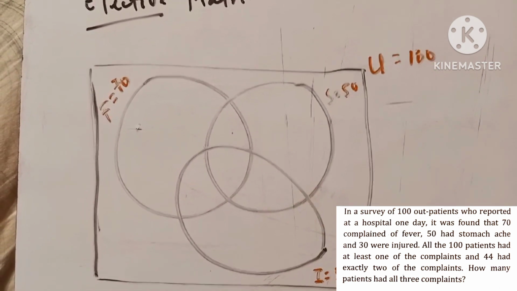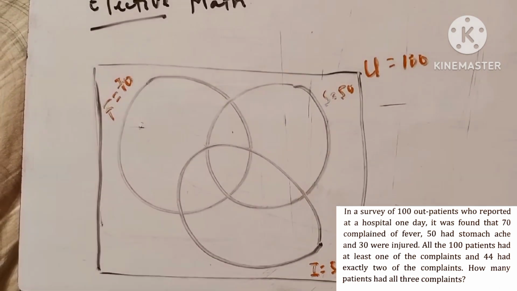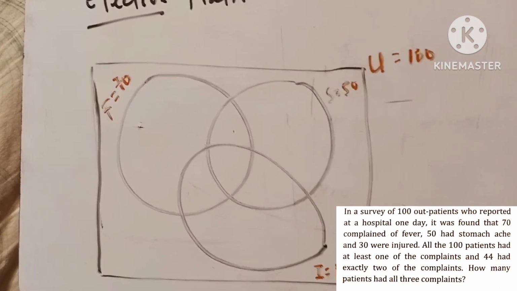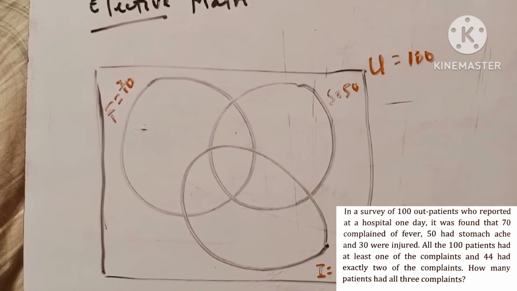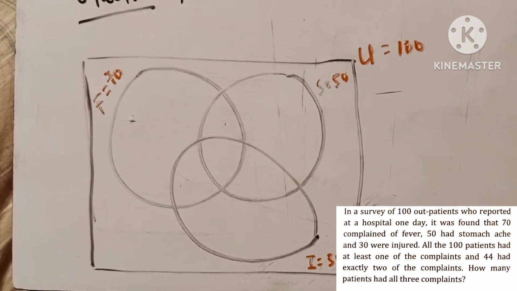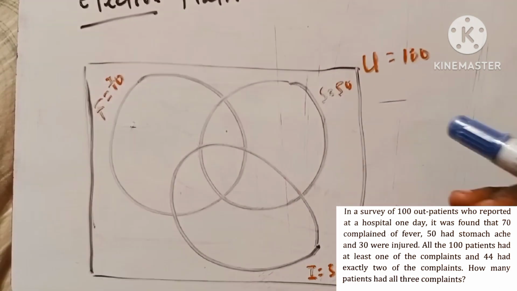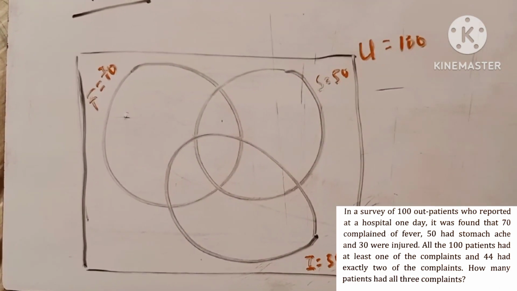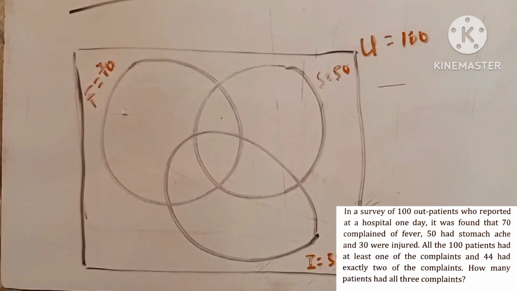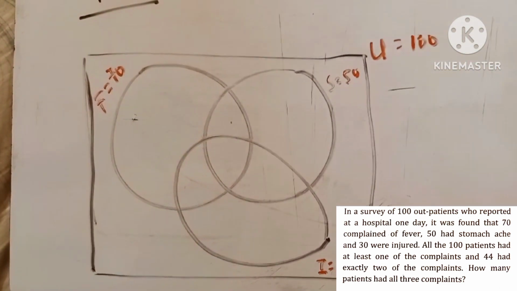Okay, so perfect. So what is the next thing here? The question further says that all the 100 patients had at least one of the complaints, right? And the 44 had exactly two of the complaints. So that is something that we are going to tackle here. Solving this concept, you must read everything line by line and then write down what it means, right? So we are told that everybody that reported at the hospital had one complaint, one issue, right? Maybe if you don't have an issue, what are you going to do at the hospital, right? So we are making sure that all the 100 people are suffering from maybe one disease, right?